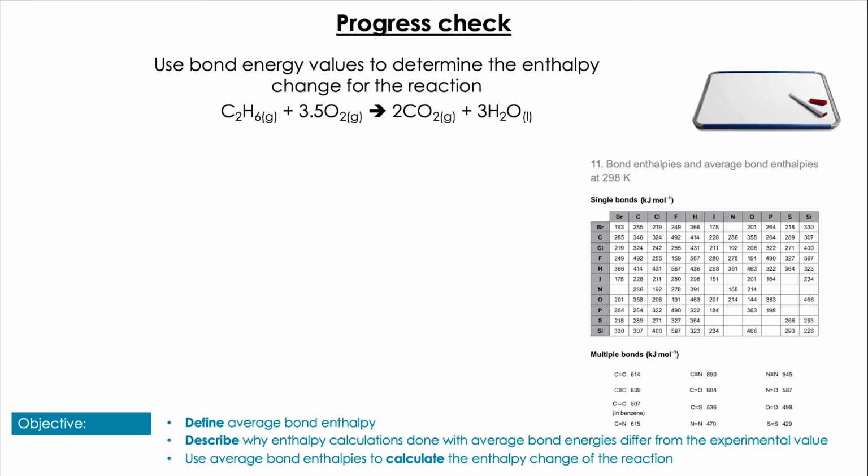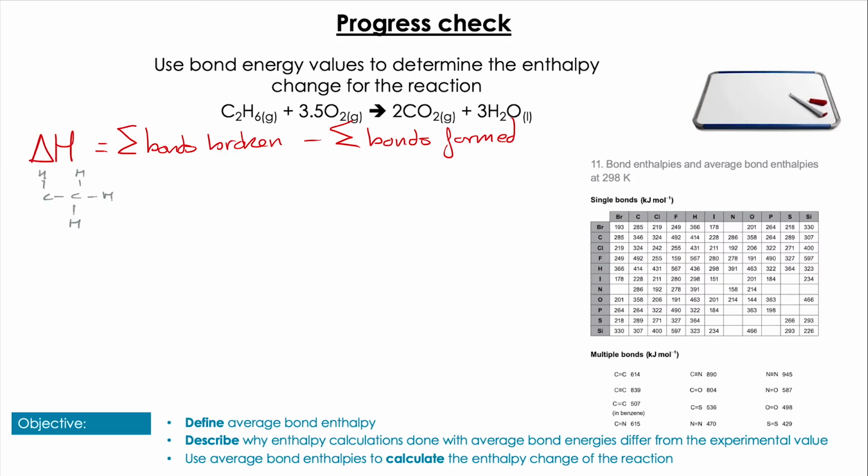Another combustion one, but a little bit more complex. Pause the video and have a go. So still following the exact same way as before, drawing out our Lewis structure so we don't miss out any bonds. So we've got C2H6, got 6 of those CH bonds, OO again, but we've got 3.5 times the number of moles of that.